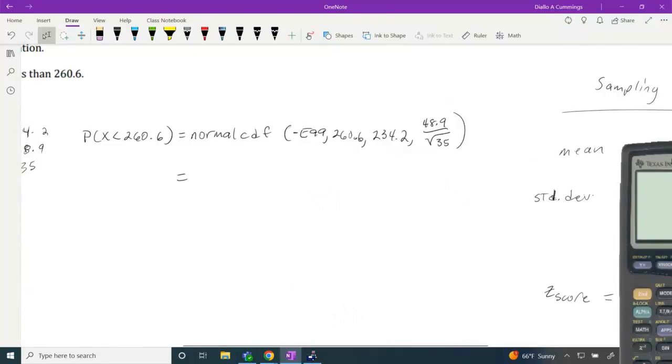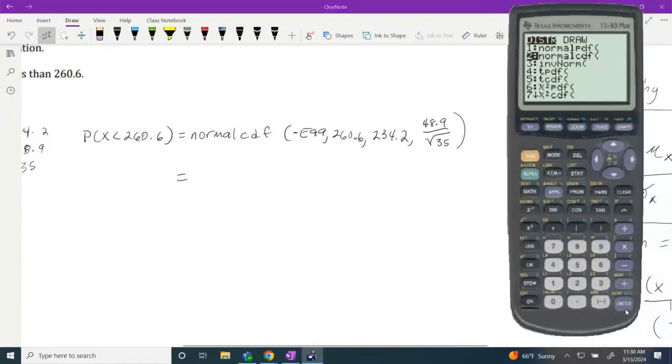All right, so we're going to calculate this. We're going to use that normal CDF function, negative e to the 99th power, that represents negative infinity, comma, 260.6. The mean is 234.2, and the standard deviation is 48.9 divided by the square root. So notice we're given a begin parenthesis. I'm going to put in 35. I'm going to close the square root, and I'm going to close that CDF function. And let me check what I have. I have a beginning, okay, 234.2. Okay, I forgot my comma. Let me put that in again.